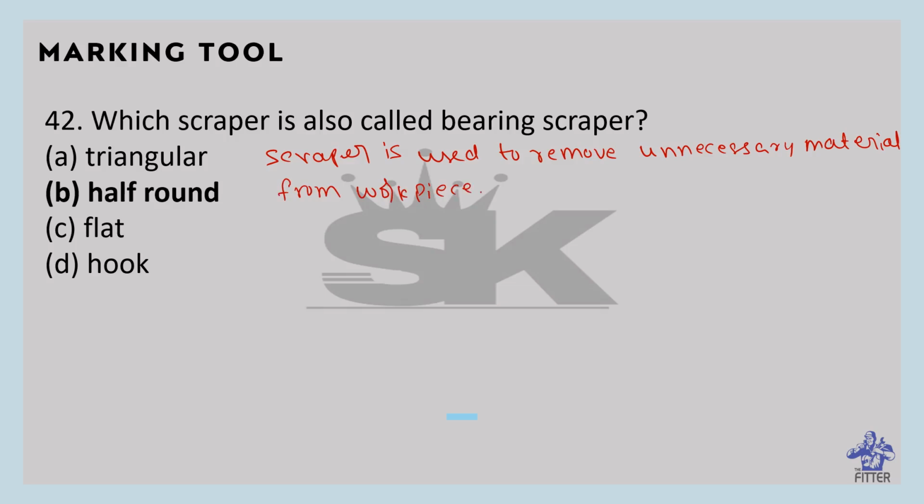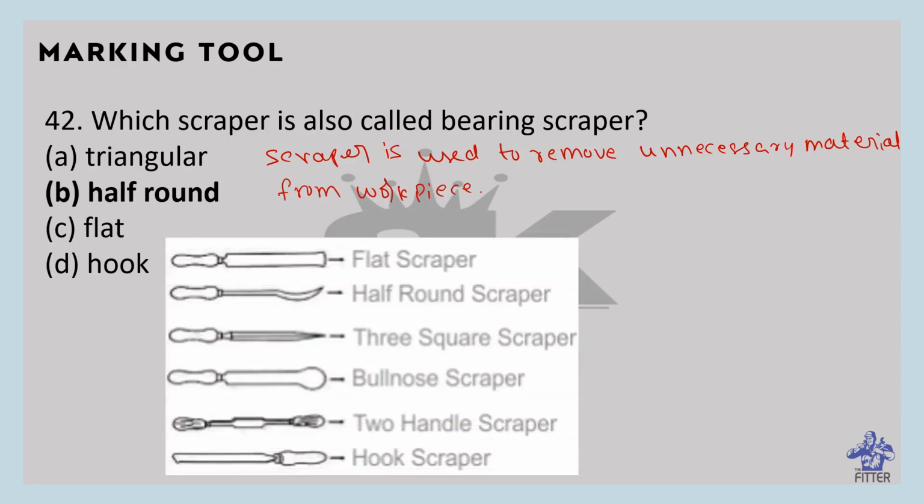You can see the different types of scrapers here in the image. Flat scraper, half round scraper, three square scraper, bullnose scraper, two-handed scraper, hook scraper. These are the different types of scrapers. Half round scraper is found in a semicircular shape.